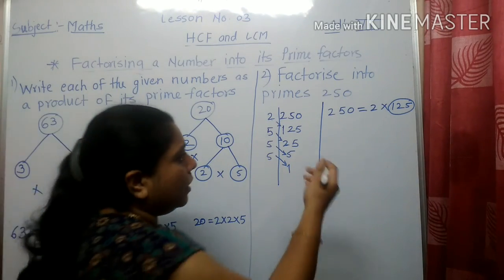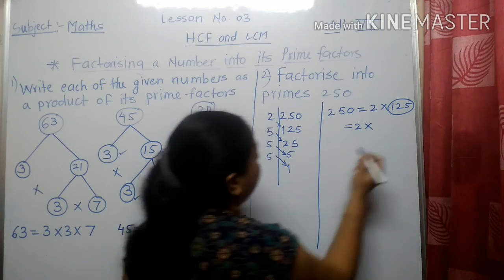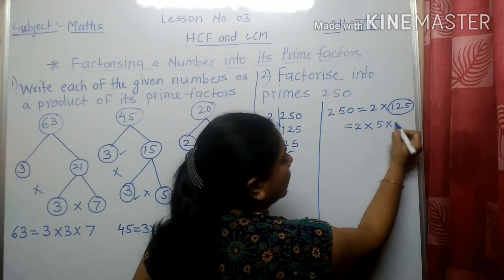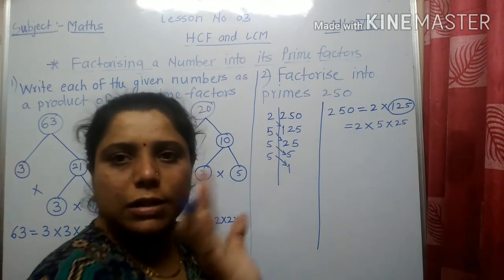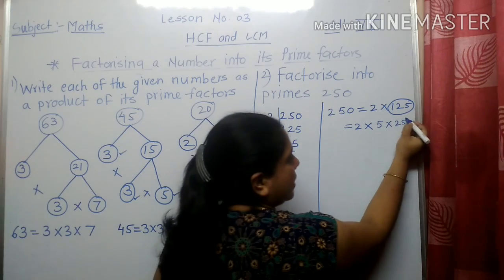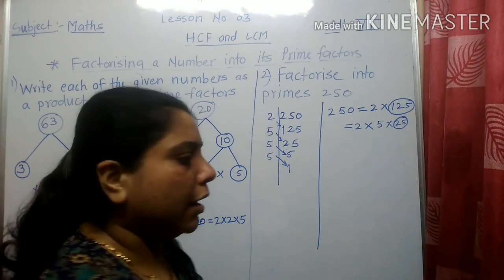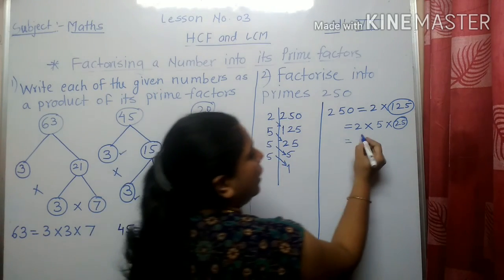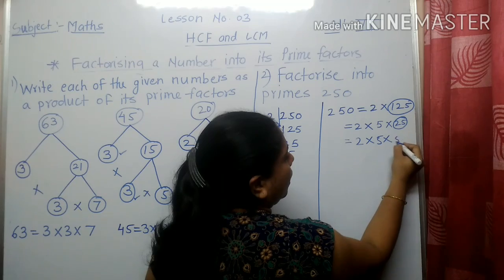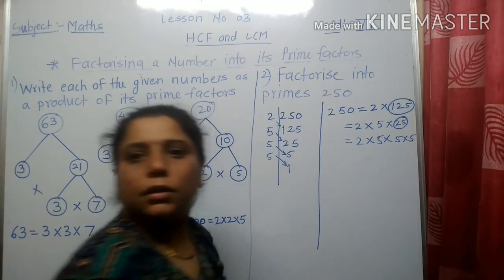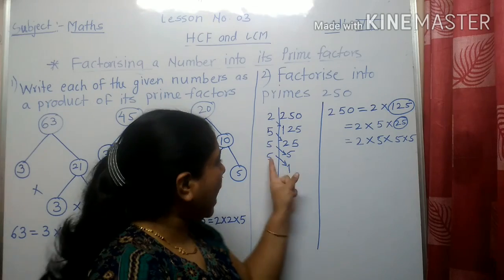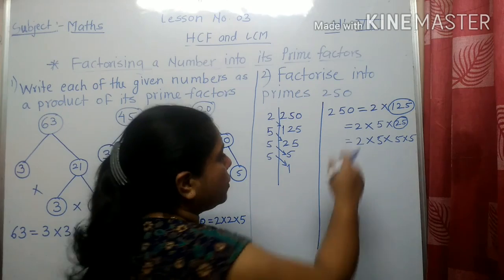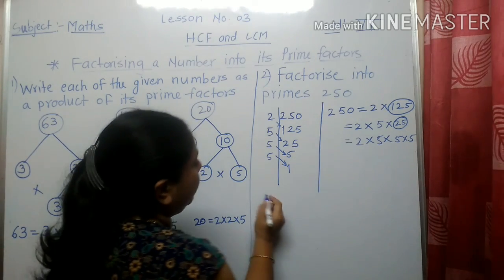So try to write the factors, of course prime factors. Now 125 can be written as 5 into 25. Now this 5's job is over because 5 is a prime factor, so leave it. Then take the next number, 25. How to factorize this 25? 25 can be factorized as 5 into 5. Understood? And 5 into 1, so in front of that you can write the 1 also. So what are the prime factors of 250?